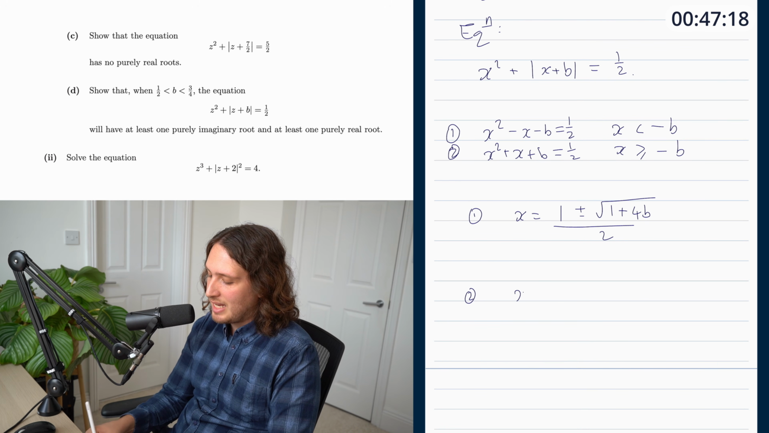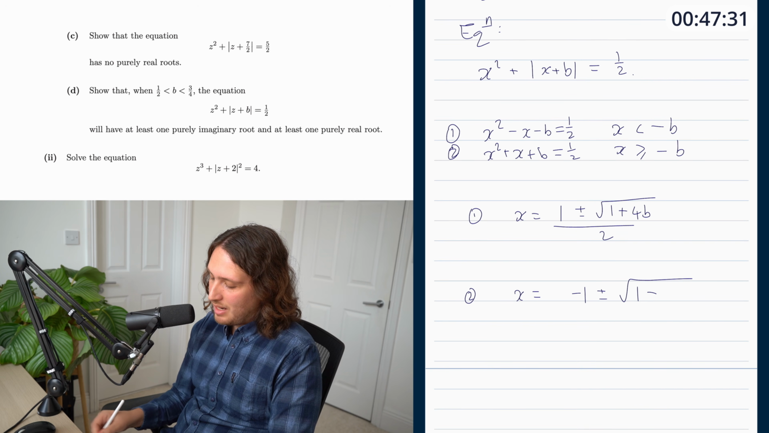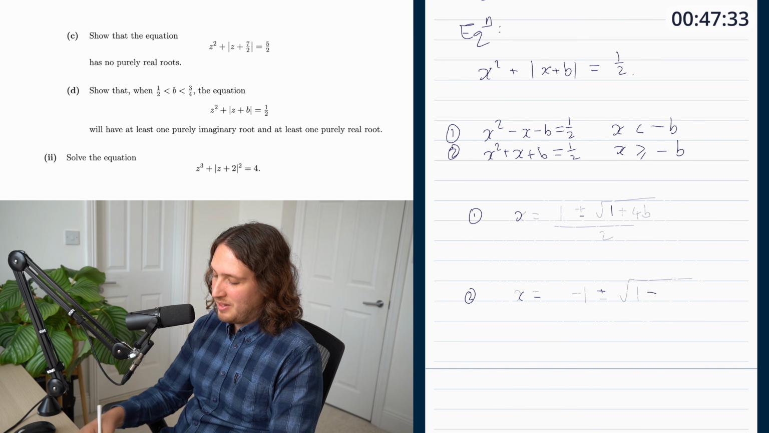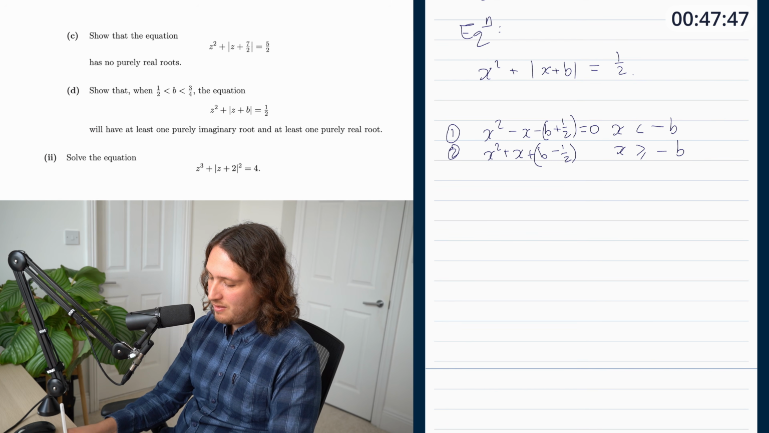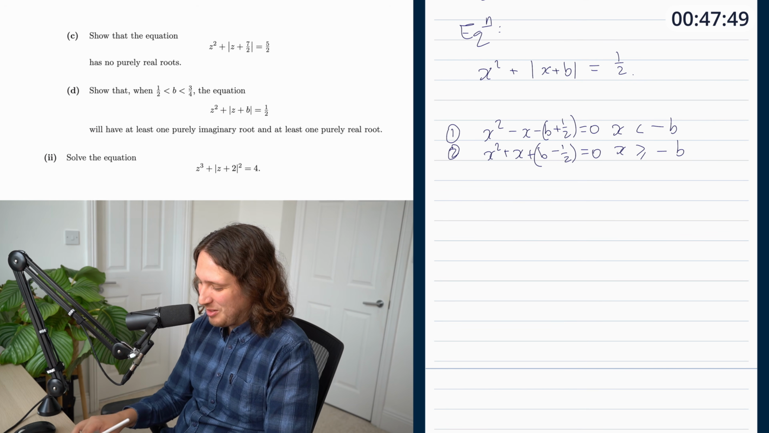And in the second case, I get x is minus 1 plus or minus square root of 1 minus... Oh, I haven't... How stupid of me. I haven't brought the half over. That's a bit of a blunder. Let's fix that. So that should be b plus 1/2. And that should be b minus 1/2. Right. Must stay calm and avoid these sorts of mistakes.